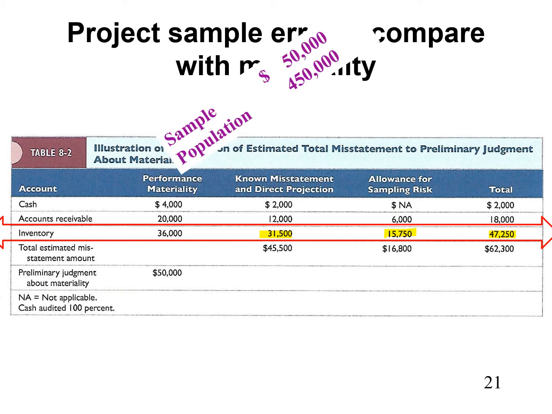Now, in this sample, they took a sample of 50,000 out of 450. So the inventory balance was 450. They sampled items totaling 50,000. That's 1 out of 9. And this is on page 251, 252.